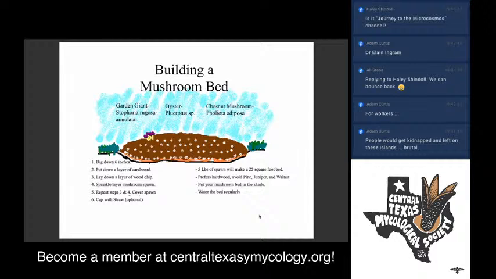That's my opinion. Any more questions on mushroom beds? Yeah, exactly. Extra protein.